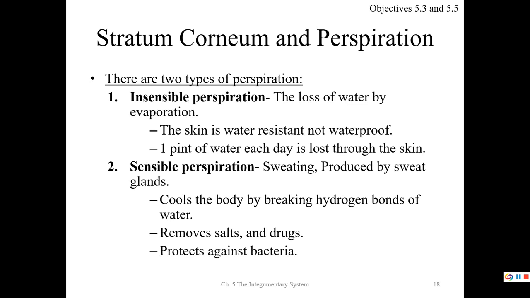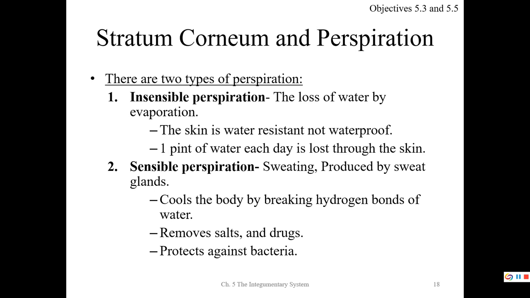Now, there are two ways that you can sweat: insensible and sensible perspiration. Insensible perspiration is water loss by evaporation. That is, you don't feel it. The skin is resistant to water loss, but is not waterproof, and you can lose about a pint of water every day through your skin. Sensible perspiration, called sweat, is produced by sweat glands, and we feel it.